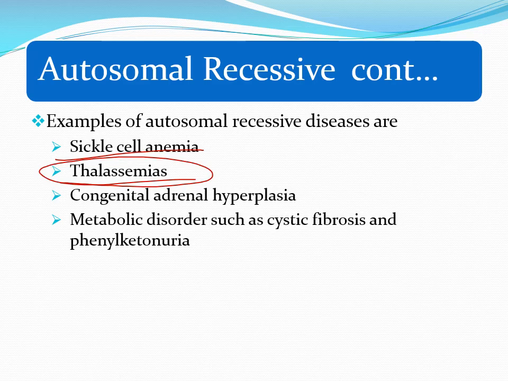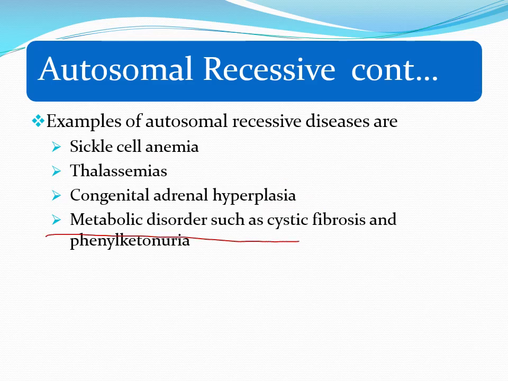Thalassemia, of course, is an abnormality in the beta chain of the hemoglobin. They lead to anemia, hemolytic anemia. We have congenital adrenal hyperplasia. You have hyperplasia of the adrenal gland. This also is recessive, autosomal recessive.